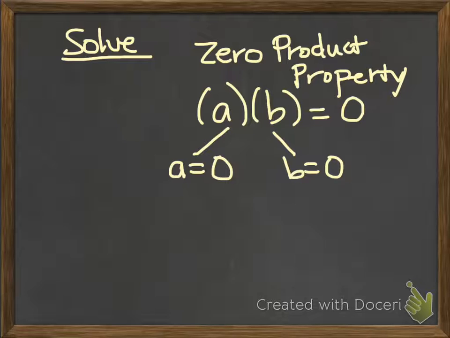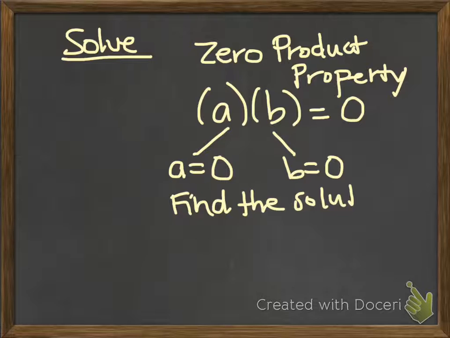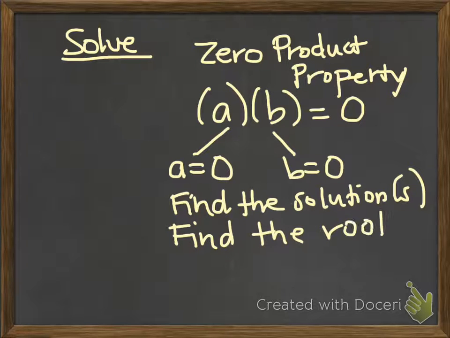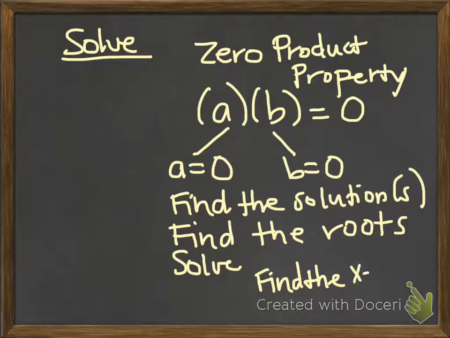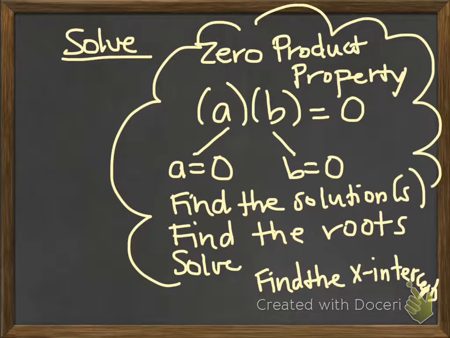The other ways they'll ask on the CSTs is it'll say find the solutions, or find the solution with an s, could be one, could be more than one. They'll say find the roots, which is the same thing as zero product property. It'll say solve, or the last one is find the x-intercepts. Okay, they all mean the same thing. So in order to solve, you're going to use zero product property to find the solutions, find the roots, solve, find the x-intercepts.